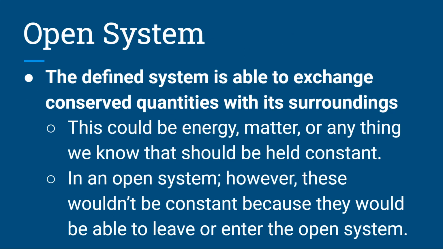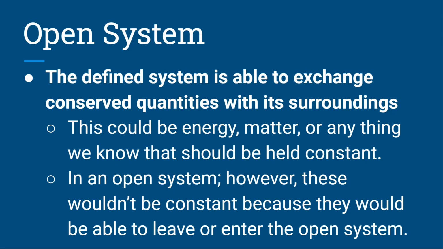Okay, so an open system is a system that is able to exchange conserved quantities with its surroundings. This could be energy, matter, or anything that we know should be held constant. You've heard of things like the law of conservation of mass and the law of conservation of energy, things that you know should be held constant. If you have an open system, they aren't necessarily held constant because that system can exchange with its surroundings. And that's what it says on the second point: in an open system, however, these wouldn't be constant because they would be able to leave or enter the open system.